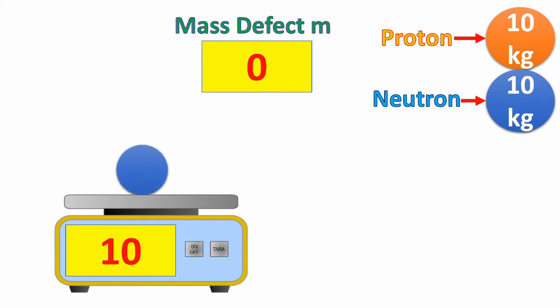That's right, 10 kg. But now if you take a proton and you place it on the scale again, then how much will it weigh? 20, right? That's where you're wrong, buddy.